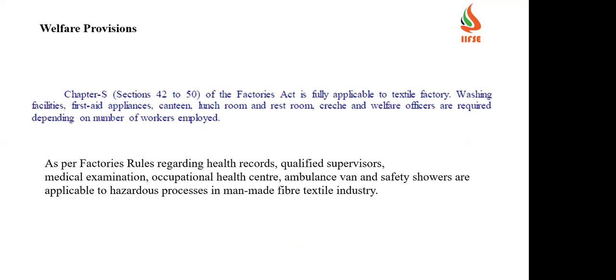And also the welfare officer is required depending on the number of workers. If the workers are 500 and above, the welfare officer will come into the picture. Like safety, for 1,000 and above, one safety officer, and for every additional 500 you add one extra safety officer. Then as per the factory rules regarding health records and qualified supervisors, medical examinations, an occupational health center, an ambulance van, and safety services are applicable to the hazardous processes in man-made fiber textile industries.